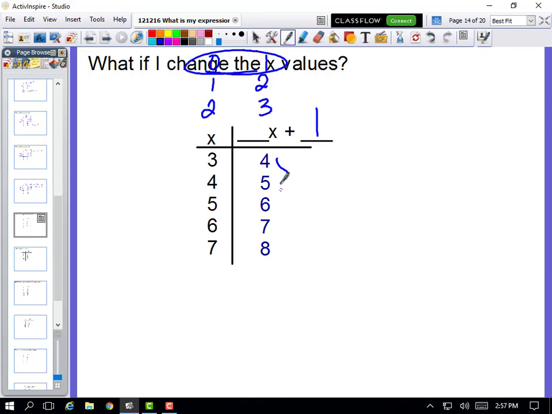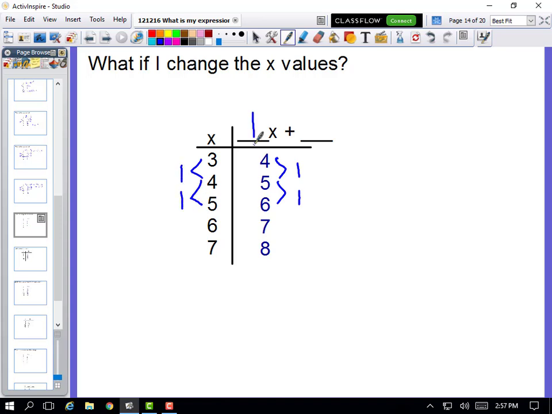So now if we look at our patterns, increase by 1, increase by 1, okay, we end up with 1x plus 1, or just x plus 1. But there is another way of finding our b value, and that is find slope first. Find slope first. So again, we had a pattern of 1, pattern of 1.